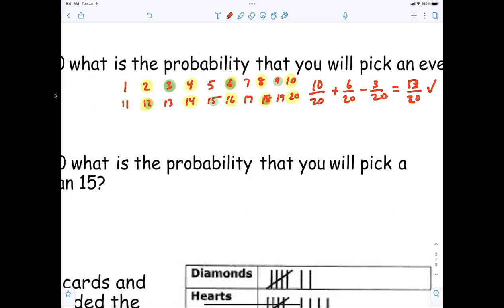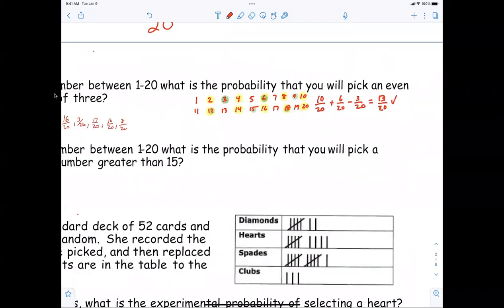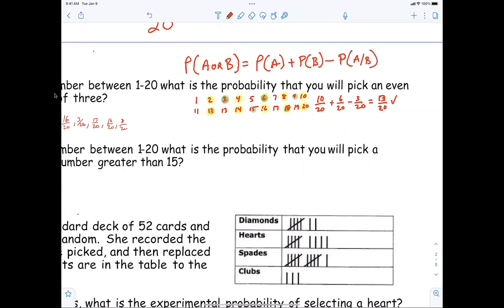Now, here is what I would like for you to understand. There is a formula for this. I don't use the formula because it's a little hard to remember, but watch what the formula is. The probability of A or B is equal to the probability of A plus the probability of B minus the probability of A and B.